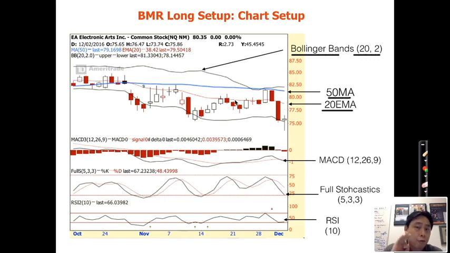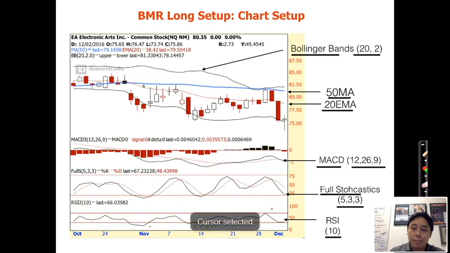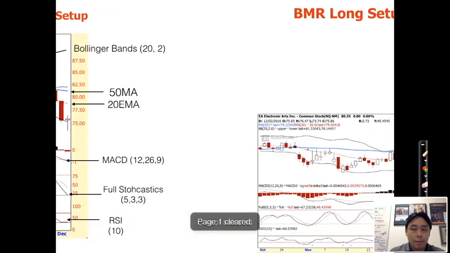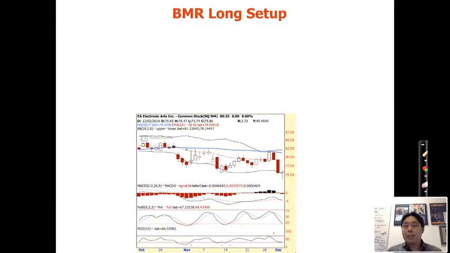We're also going to place 3 indicators, which is the MACD 12.26.9, the full stochastics 533 setting, and the relative strength index setting of 10. So this is a specific chart setup we're going to use. I'll demonstrate it on the TC2000 software in the later part of this lesson. Now let's take a look at specific entry rules when we go long for the BMR.